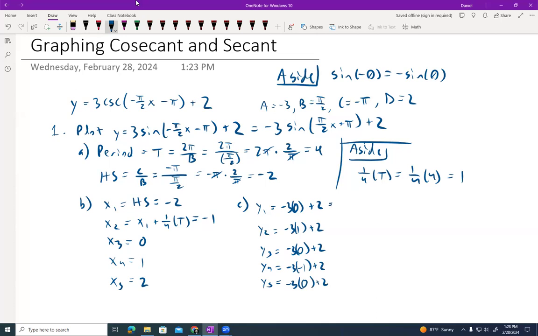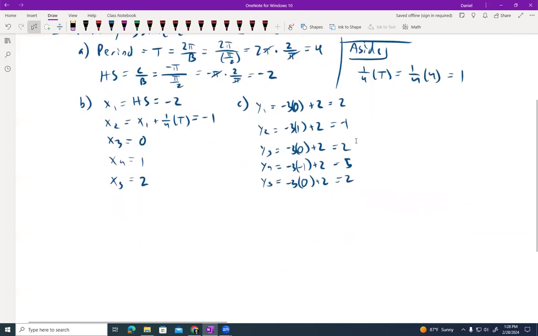Okay, so now simplifying that, we get that this is 2, which means that this is 2 and this is 2 as well. This is negative 3 plus 2, which is negative 1. This is positive 3 plus 2, which is 5. So now I have my x values and my y values for my key points.